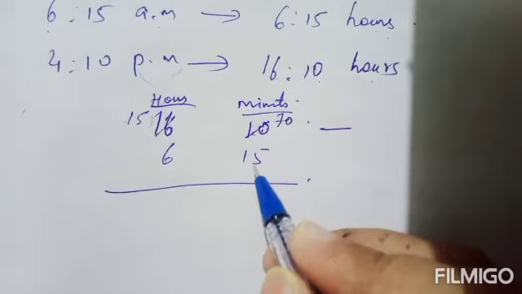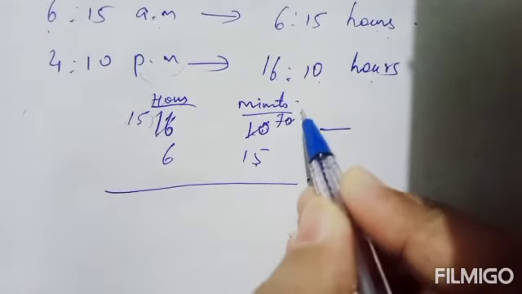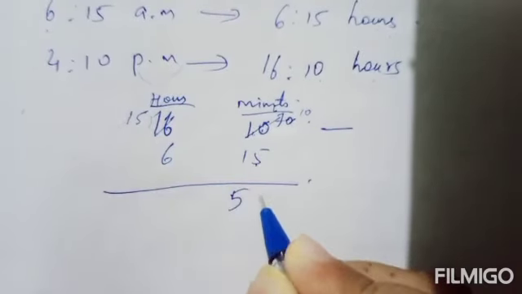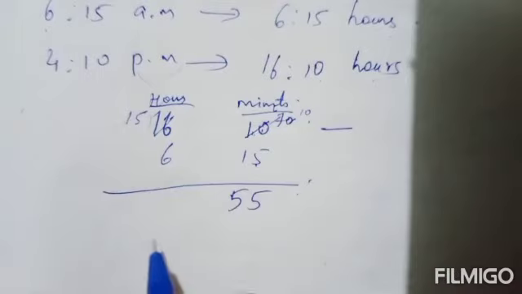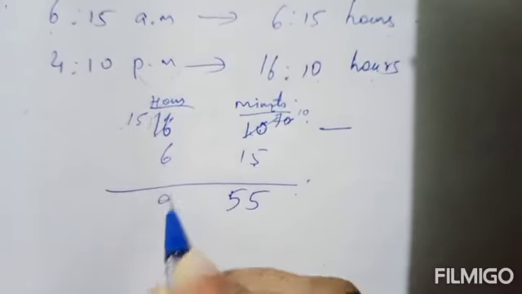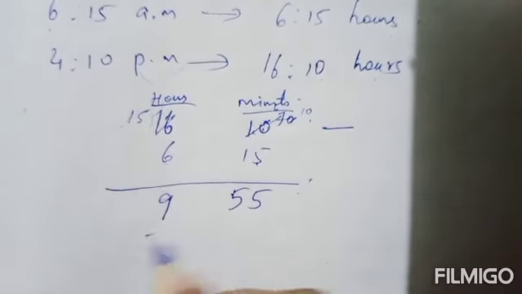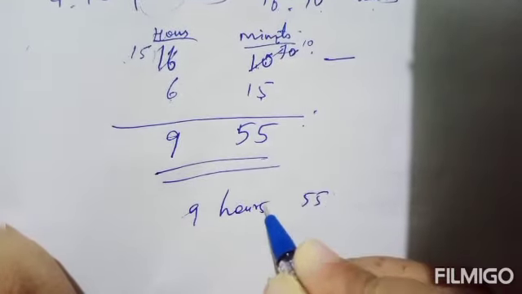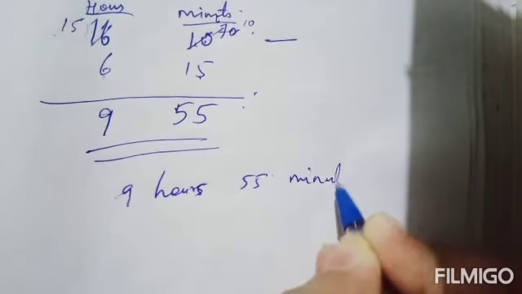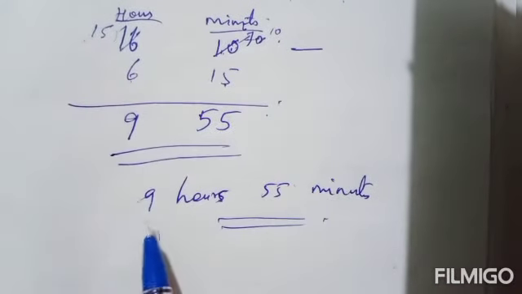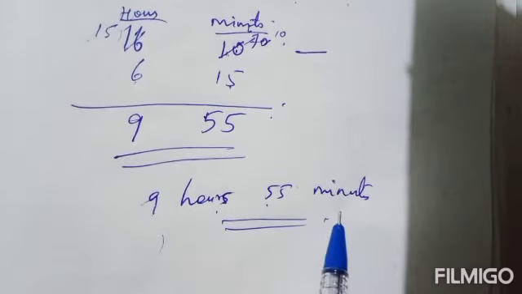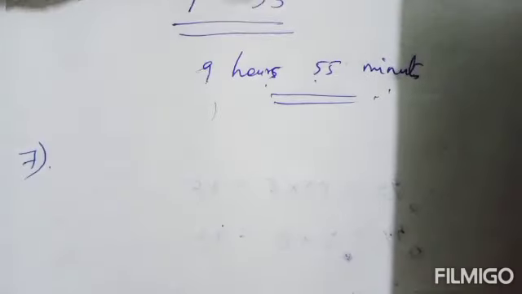Now 70 minus 15, what will you get? Here this will be 10, this will be 6. You will get 55. 55 here. Now 15 minus 6 is 9. So the answer is 9 hours and 55 minutes. So between 6:15 a.m. and 4:10 p.m. the time interval is 9 hours 55 minutes. Do the 6th one as homework.